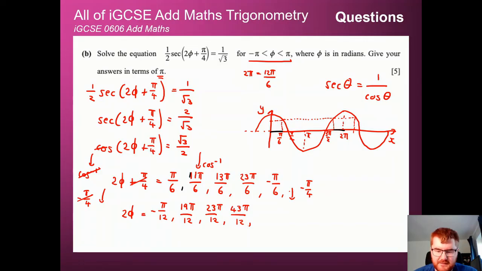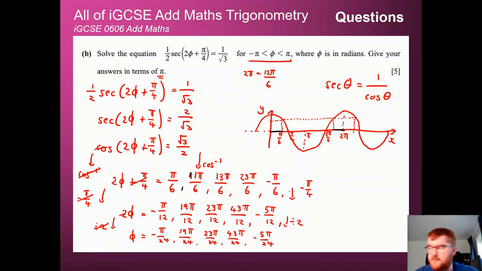And don't forget minus pi over 6 as well. So I'll change this as well. That gives us minus 5 pi over 12. If you need any more answers, we'll certainly come back to it. Now we divide each of these by 2. So if we divide all these by 2 here, we then get, and we have to check the domain at the end, minus pi over 24, 19 pi over 24, 23 pi over 24, 43 pi over 24, minus 5 pi over 24.